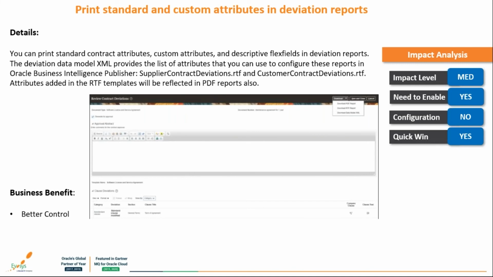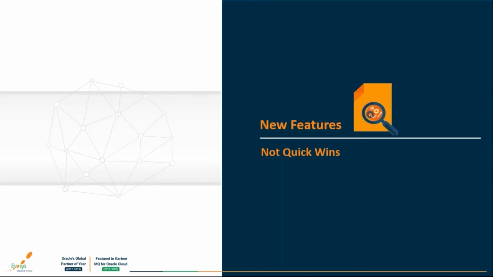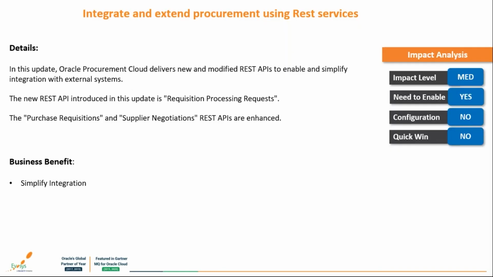The impact level is medium. You need to enable this feature. No need to configure. And of course, it's a quick win. Now, the last but not least, not a quick win for us. The next feature is integrate and extend procurement using REST services.